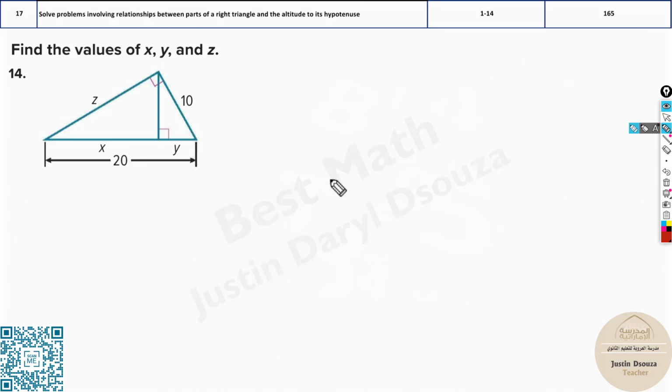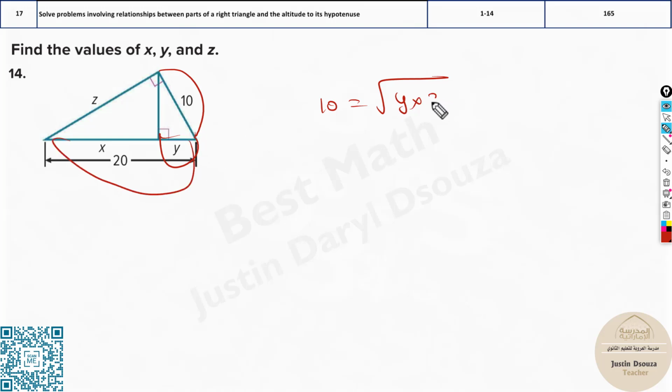And lastly here, now again, the altitude is not given. We have been given the total length. We have been given the side over here. From this side, we can find a lot of things. Not a lot of things, only one value, sorry. This 10 will be equal to square root of Y multiplied by this total one, 20. Okay, so you square it up, it'll be 100 is equal to Y times 20. Take the 20 to the other side. Divide both the sides by 20, or 10 by 2, it'll be 5 is equal to Y.